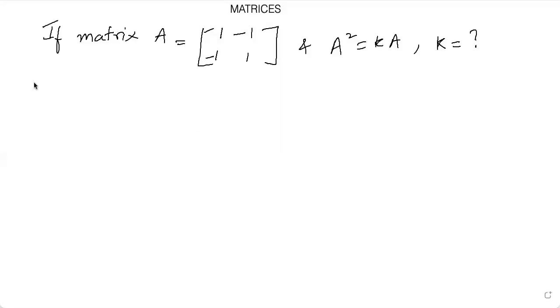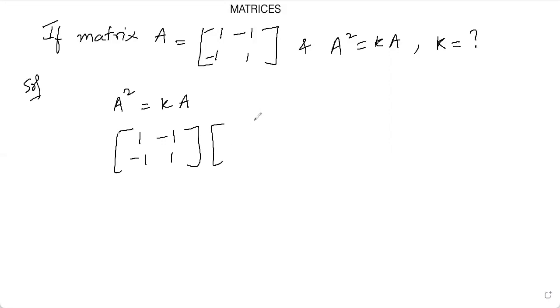So let us solve this. A square is equal to kA. We have to find the value of k for this. Now A square is the matrix 1, minus 1, minus 1, 1, multiplied again with 1, minus 1, minus 1, 1, which equals k into A.